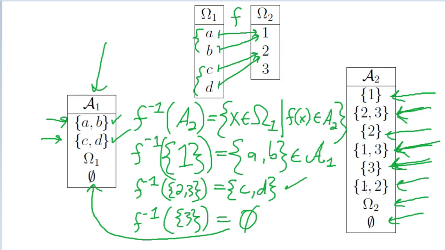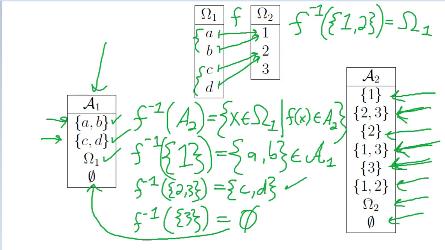What about 1 and 2? What gets sent to either 1 or 2? So the pre-image of the set containing 1 or 2, or 1 and 2, is, so what gets sent to 1? A and B. What gets sent to 2? C and D. So we get A, B, C, and D, right? So that's just omega 1 itself, which is there. Very good. Okay, well, what about omega 2 itself?